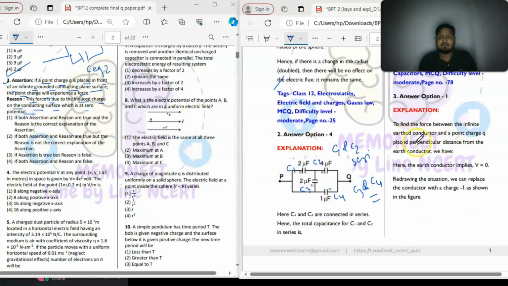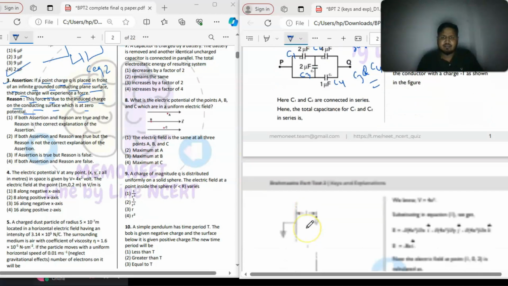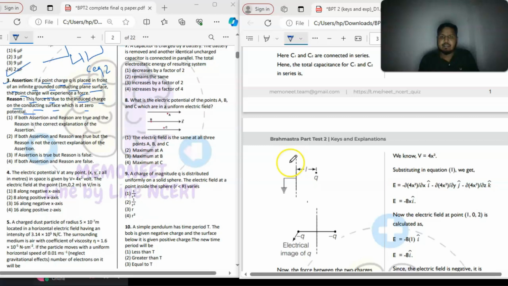So to find the force between the infinite grounded conductor and the charge. Grounded infinite conductor, it means what? It implies V is equal to 0. This is the meaning of earth, right? Now here which concept is used? Here the electric image concept is used, right?